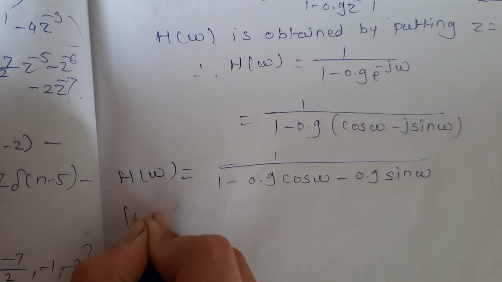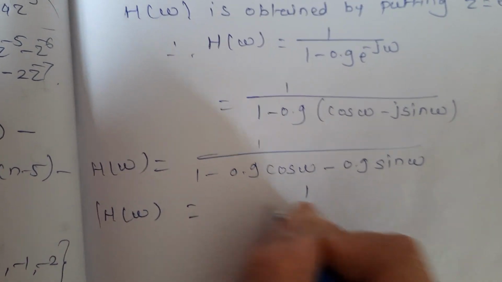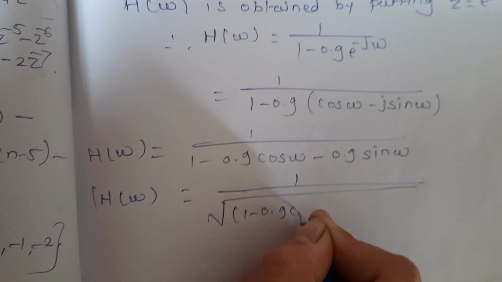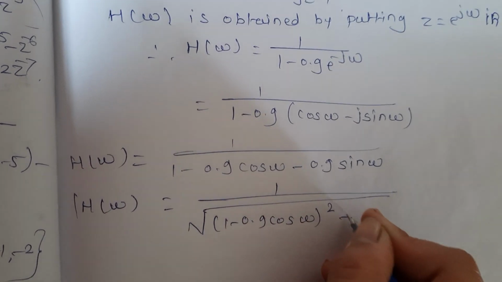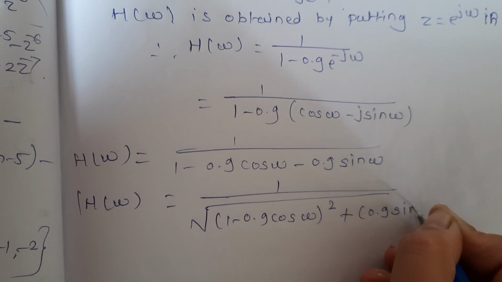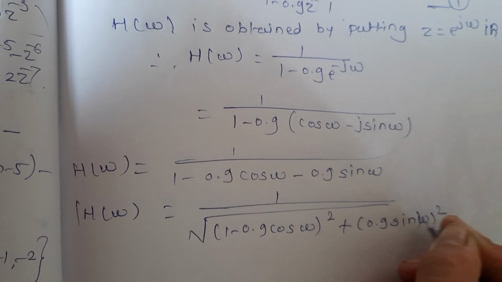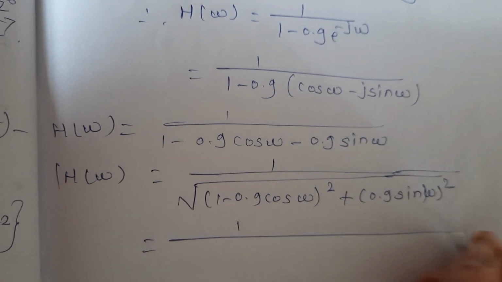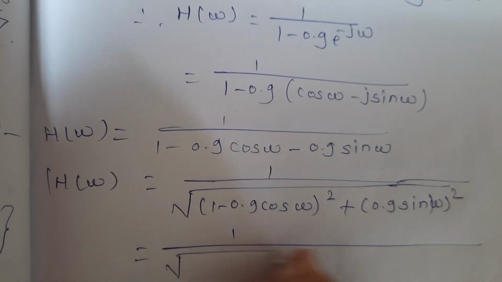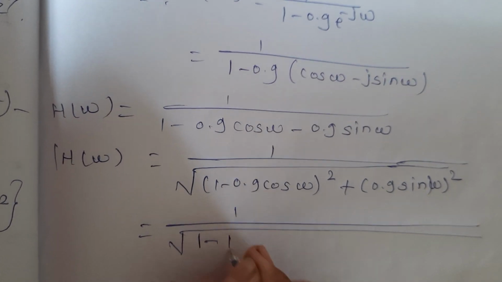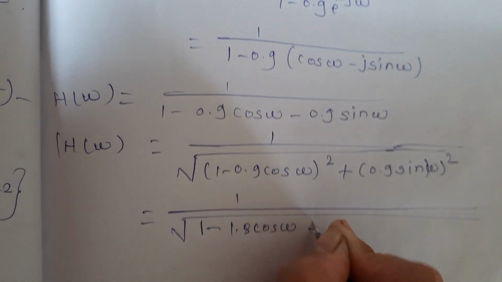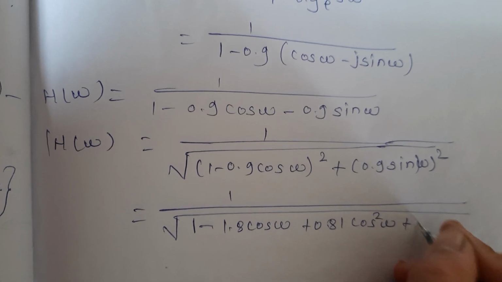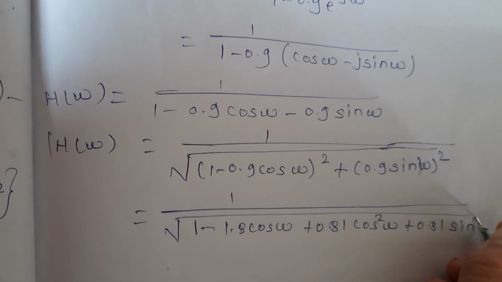Now next is its magnitude. So it is 1 divided by square root of (1 minus 0.9 cos omega) squared plus (0.9 sin omega) squared. So after solving, the equation is 1 minus 1.8 cos omega plus 0.81 cos square omega plus 0.81 sin square omega.